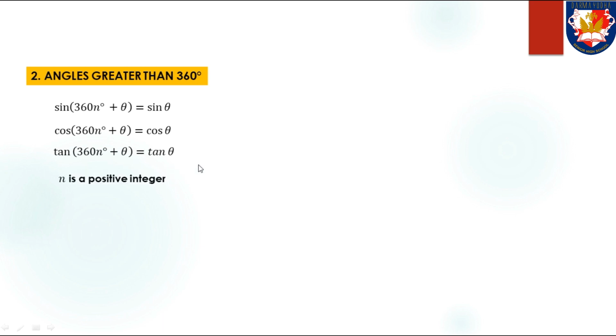How about angles greater than 360 degree? Sine of 360n degree plus theta equals sine theta. Cosine of 360n degree plus theta equals cosine theta. Tangent of 360n degree plus theta equals tangent theta for any angle, and n is a positive integer.